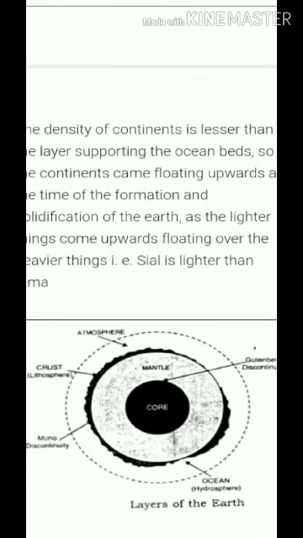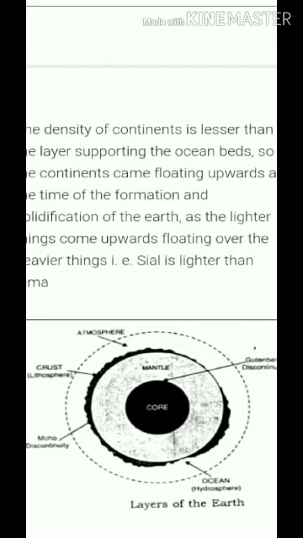The mantle is a very thick layer and extends to an average depth of about 2,900 kilometers, and it lies between the crust and the core of the earth. See here the mantle layer between the core and crust. The boundary between the crust and the mantle is called the Moho or Mohorovicic discontinuity.